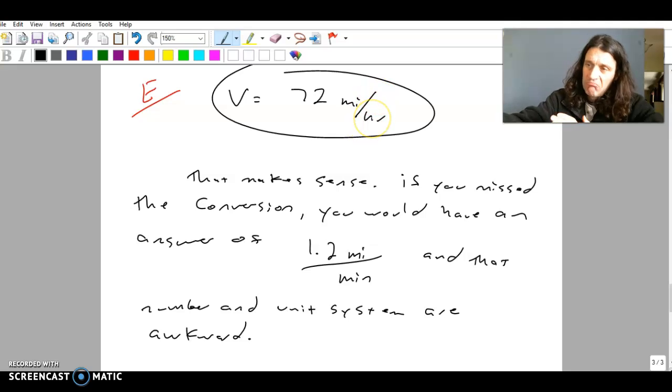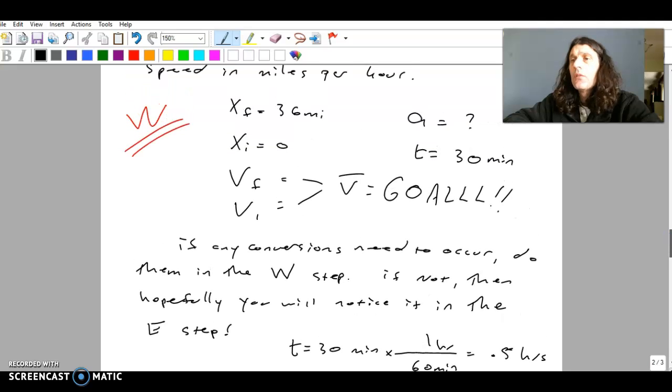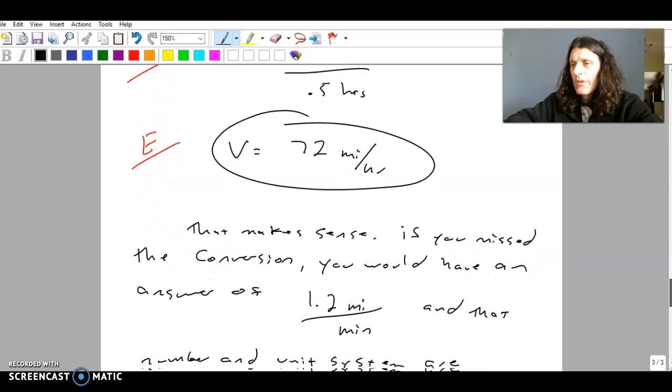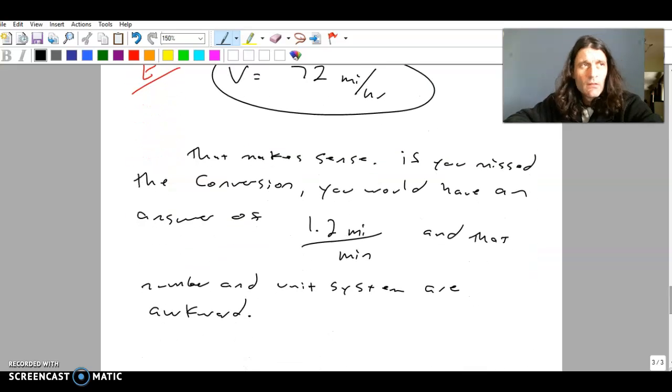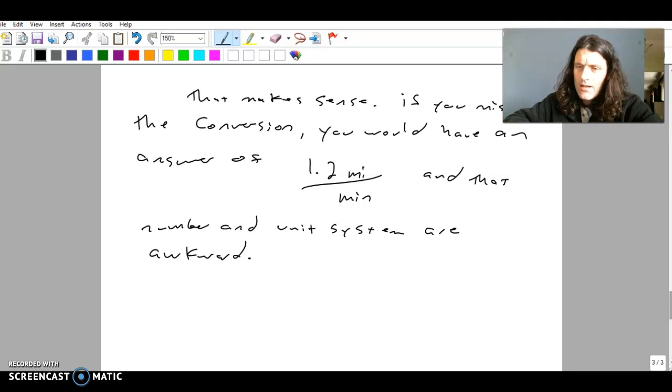If you miss the conversion, you would end up with an answer of miles per minute. 36 miles divided by 30 minutes would have been 1.2 miles per minute. You probably have never heard a speed given in miles per minute, so don't use that particular unit system. But anyway, that is the WISE method.